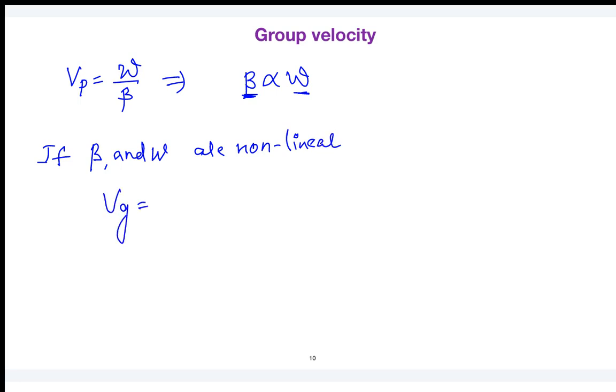I will give a simple example. Suppose you have a single wave propagating in a waveguide; you can say that omega and beta are linear. But what will happen if you try to launch a number of waves?